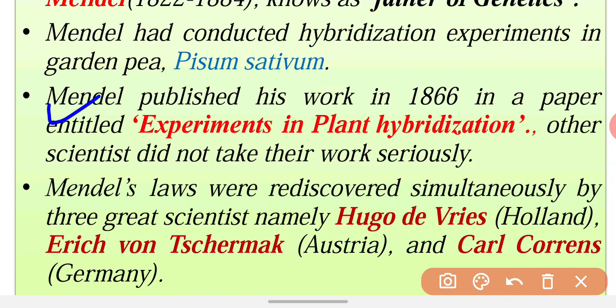Mendel published his work in 1866 in a paper entitled Experiments in Plant Hybridization. Other scientists did not take his work seriously because Lamarckism and Darwinism were very popular in those days.